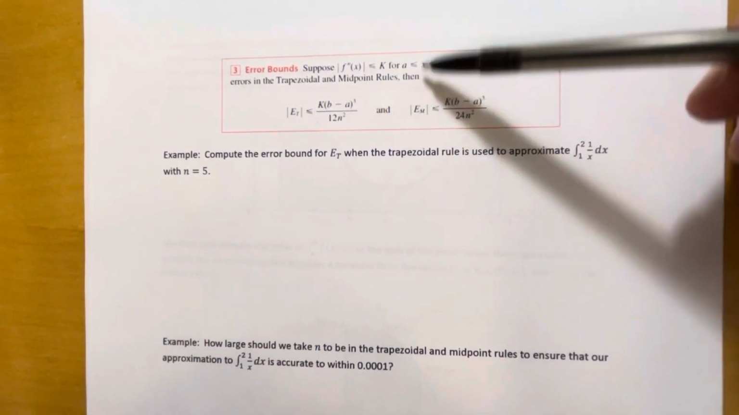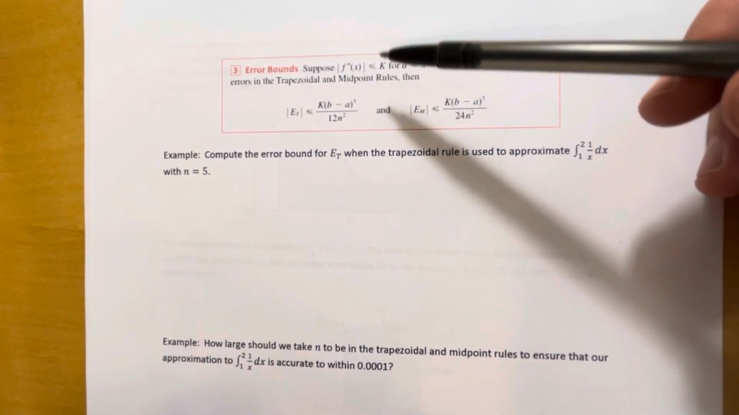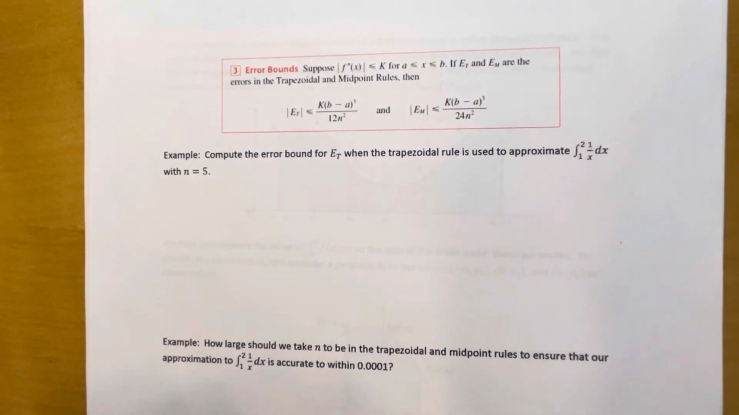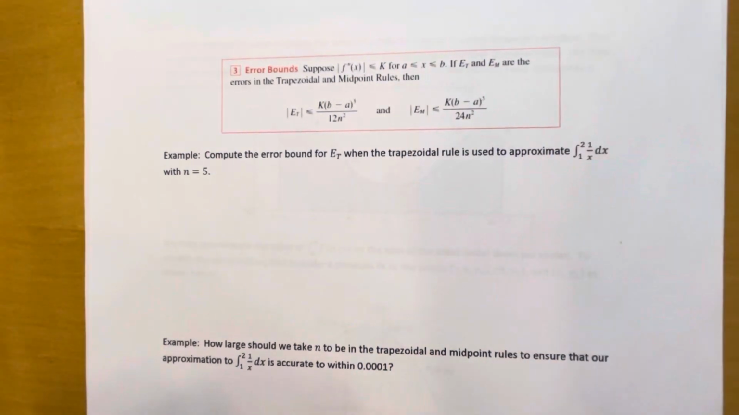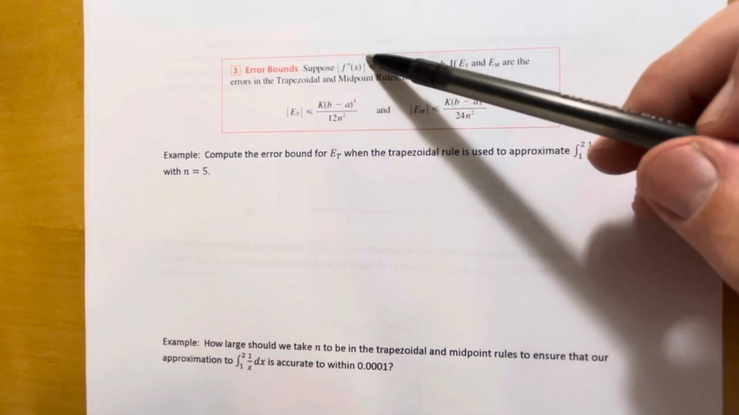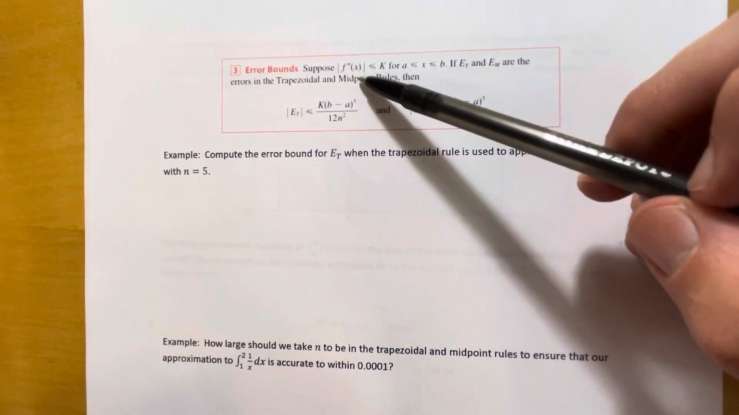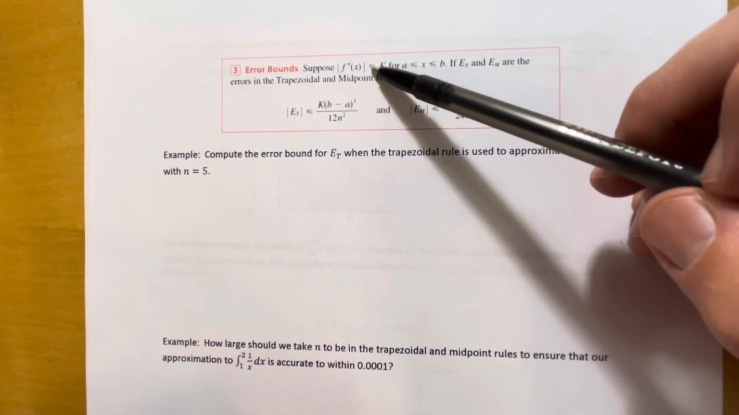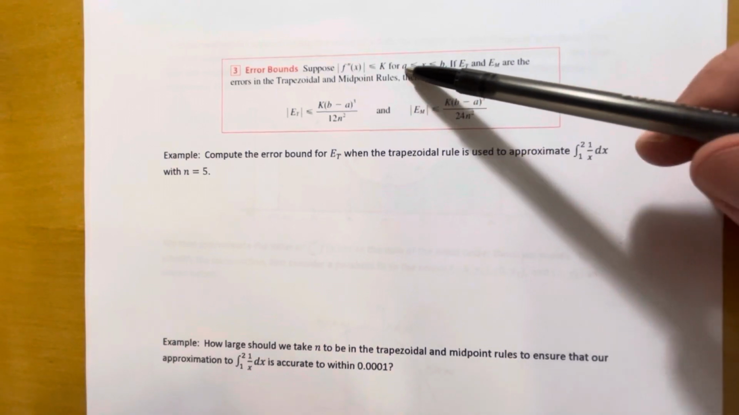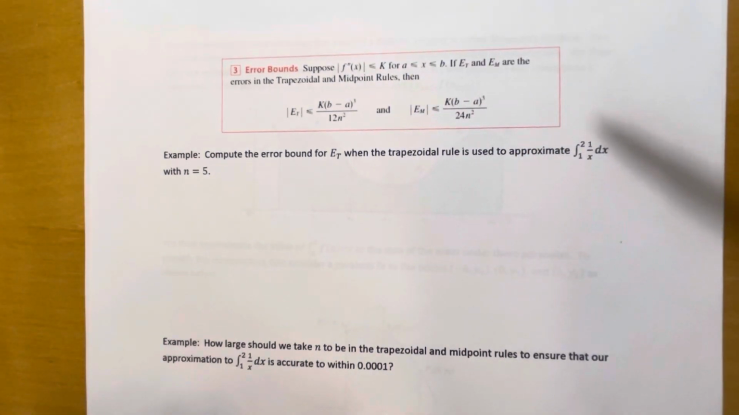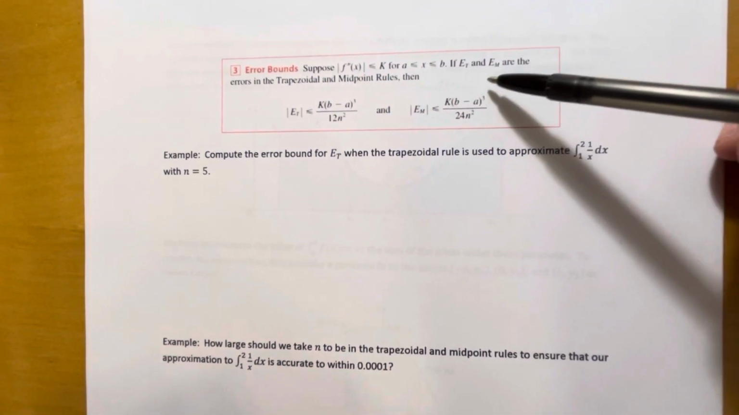So again, when we're talking about these error bounds, we're integrating a function f of x over some interval a, b. So the f here is coming from the integrand, but it says suppose the absolute value of the second derivative of f of x is less than or equal to some constant k for this interval that we're integrating over. So that part's important.